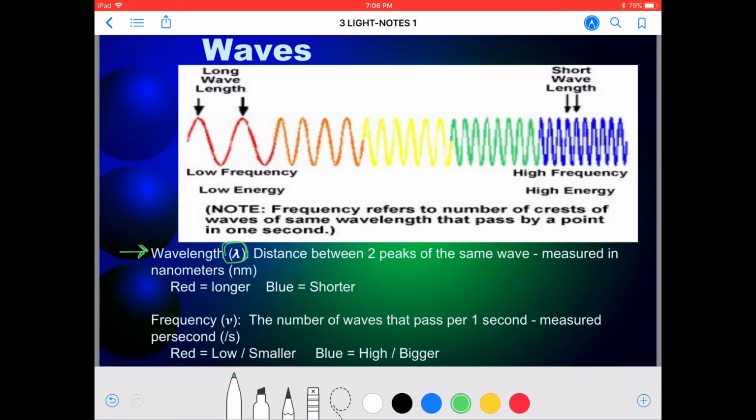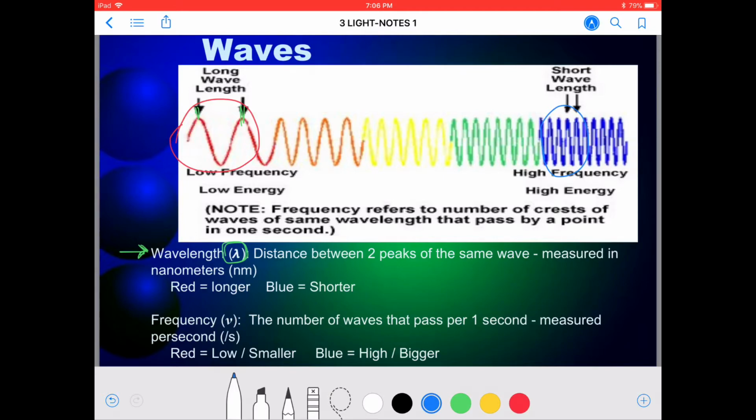So nanometers are super tiny. We talked about them at the beginning of the year with our conversions. There are 1 billion nanometers in 1 meter. So that's to hopefully show you how tiny those are. But again, wavelength is from one peak to the next peak on that same wave. You can see by the picture up here that the red colors have a longer distance between those peaks, or a longer wavelength, than, let's say, the blue waves over here. They're shorter wavelengths because there's a shorter distance between those peaks.